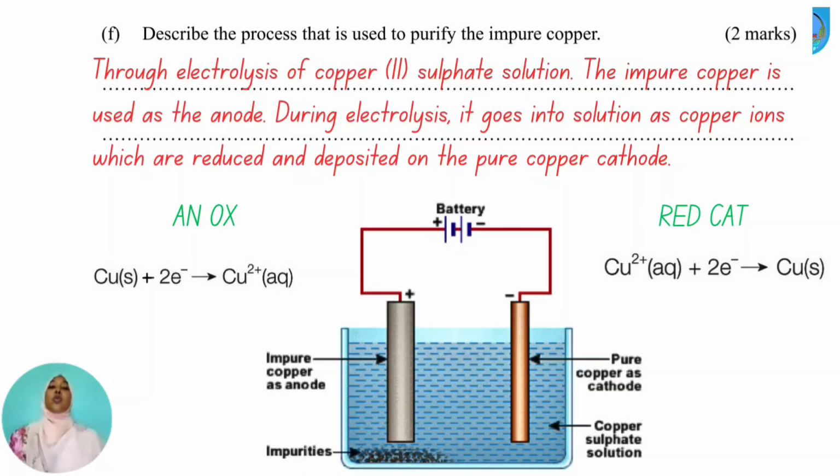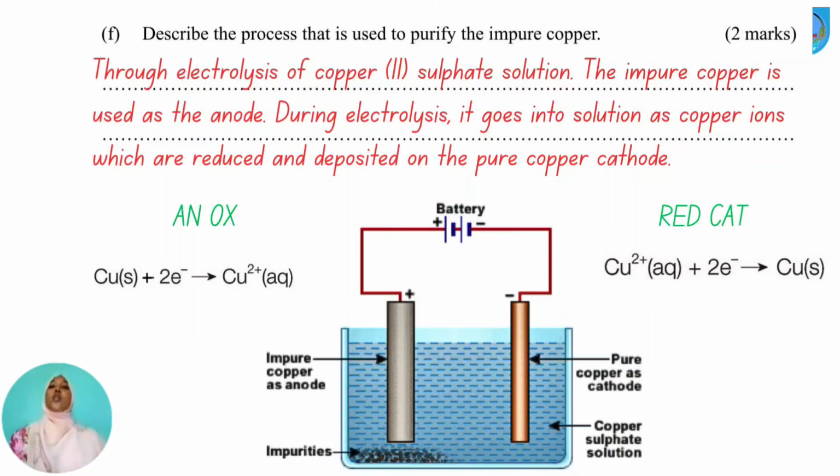Now, when it comes to this process, what will happen is that at the anode, as we said, we are going to have loss of electrons. So the copper atoms that are present in the anode are going to lose electrons and move into the solution to form ions. Let's pause them. We have copper atoms.